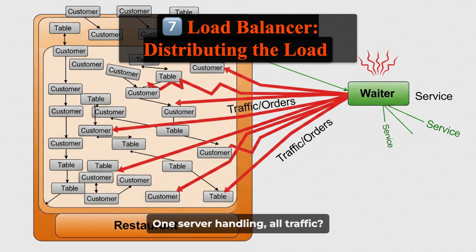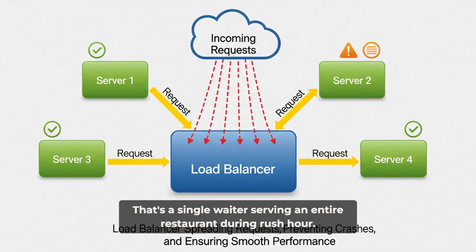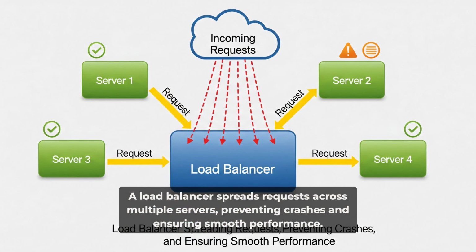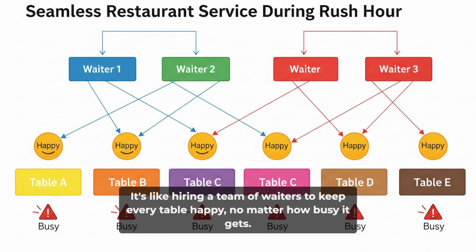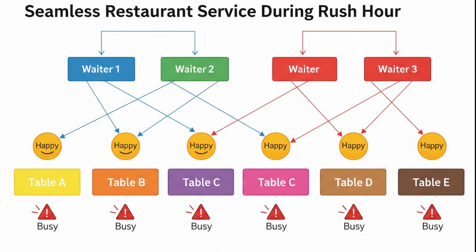One server handling all traffic? That's a single waiter serving an entire restaurant during rush hour. A load balancer spreads requests across multiple servers, preventing crashes and ensuring smooth performance. It's like hiring a team of waiters to keep every table happy, no matter how busy it gets.